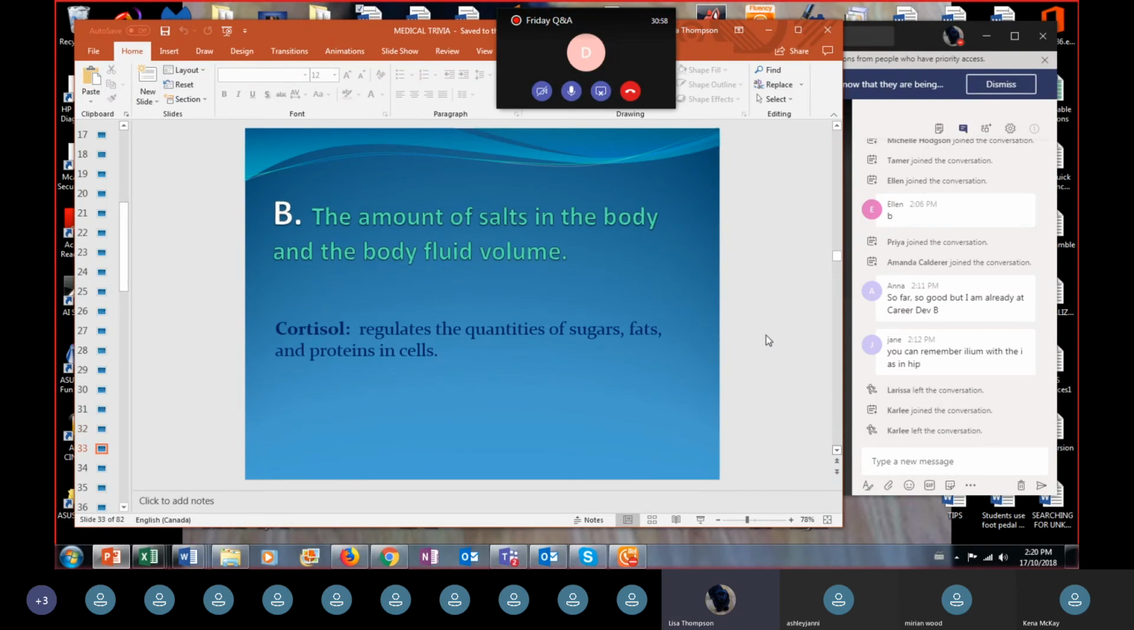So the answer is the amount of salts in the body and the body fluid volume. Cortisol actually is what regulates the quantities of sugars, fats, and proteins in cells. Okay, everybody get that?